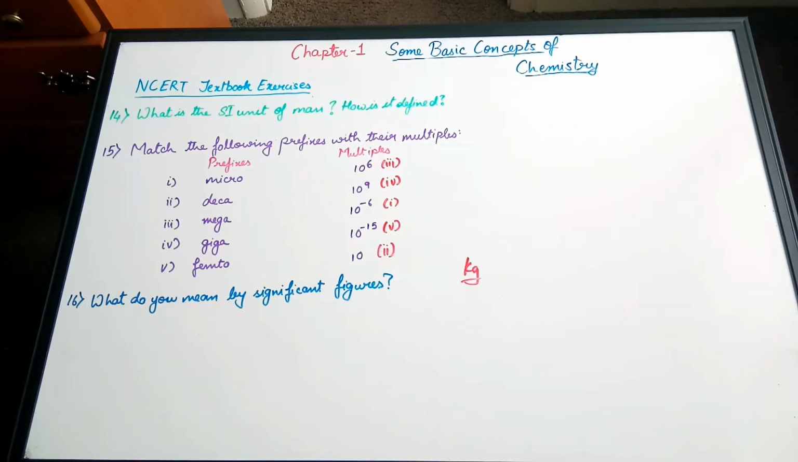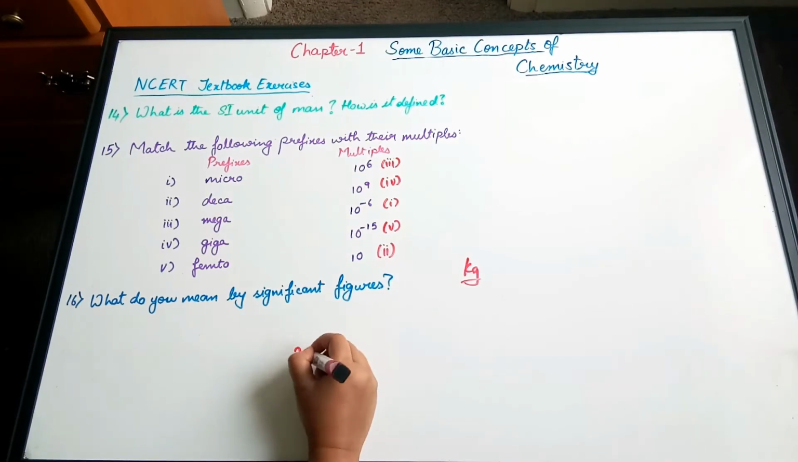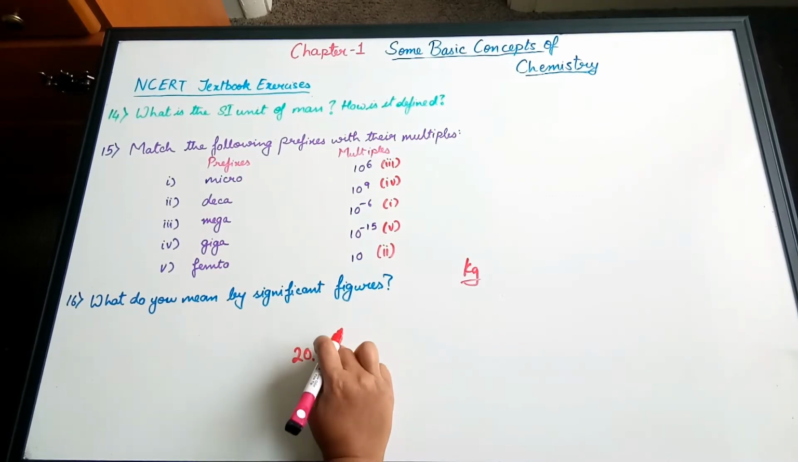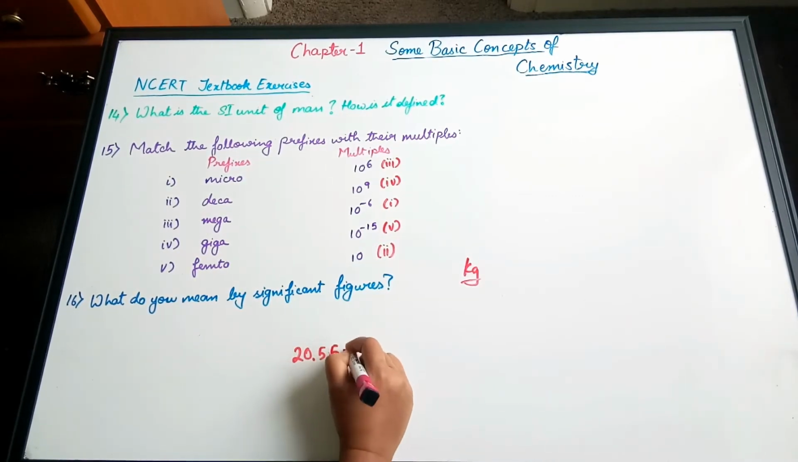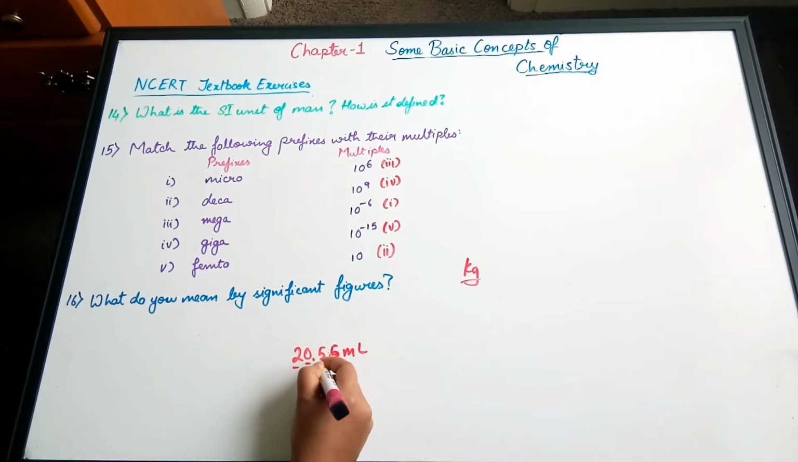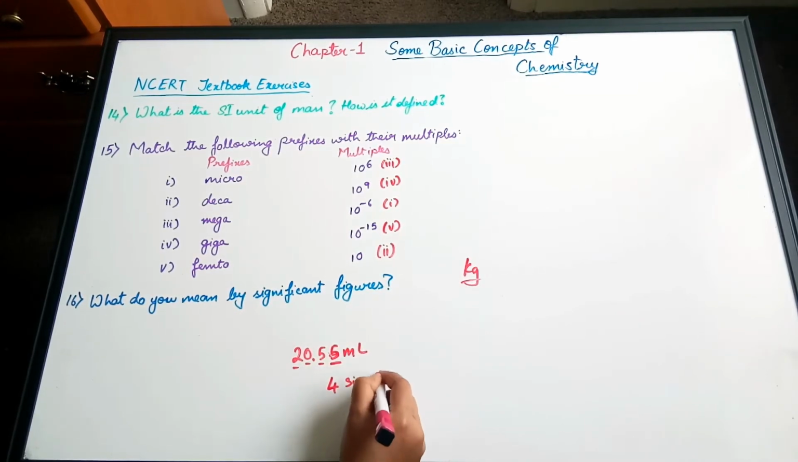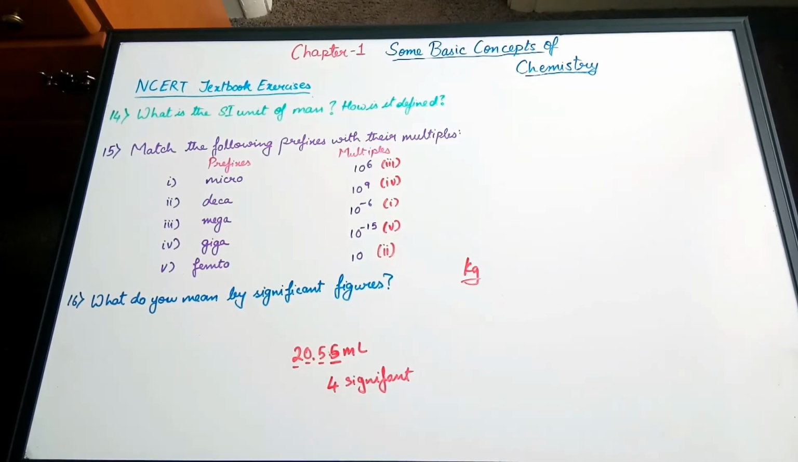Suppose we measure the volume of a liquid and we say it's approximately 20.55 ml. This is certain, whereas this is uncertain. But this number has 4 significant figures. We had already covered the various concepts regarding significant figures in the video on uncertainty in measurement, where we learned how to identify them, round them up and do the various calculations with significant figures.